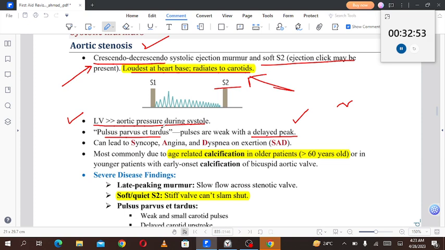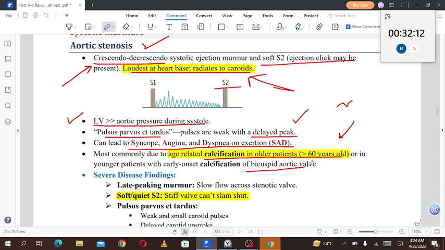You may remember it like that: when the blood is moving slowly into the aorta, resultantly the pulses will be weak and the peak will be delayed because there is a slow entry of blood into the aorta. Okay, so it can lead to syncope, angina and dyspnea. It is very sad. When the patient exerts, they can have syncope, angina and dyspnea, most commonly due to age-related calcification in older patients more than 60 years of age, or in younger patients with early onset calcification of a bicuspid aortic valve. For example, patients with Turner syndrome have a bicuspid aortic valve and they can have calcification early on in life, maybe in the early 40s or in the 30s in the worst case scenario.